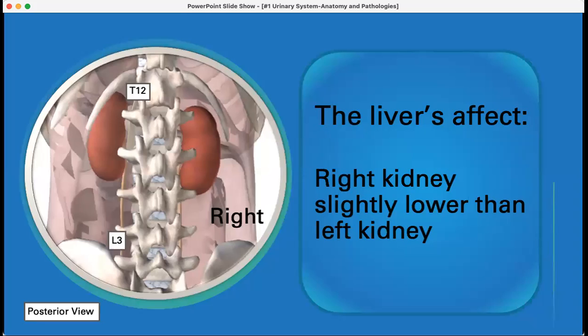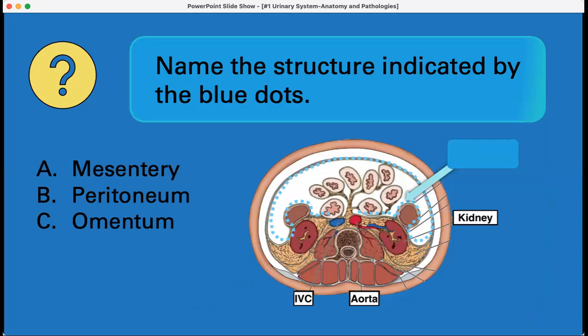So the liver has this effect, and this is again a posterior view showing the thoracic and the lumbar spines from the back. All right, another question, getting some review from the last few talks about the GI tract. What is the name of the structure indicated by the blue dots? So see this structure, and I added blue dots. See this. Is it the mesentery, peritoneum, or the omentum?